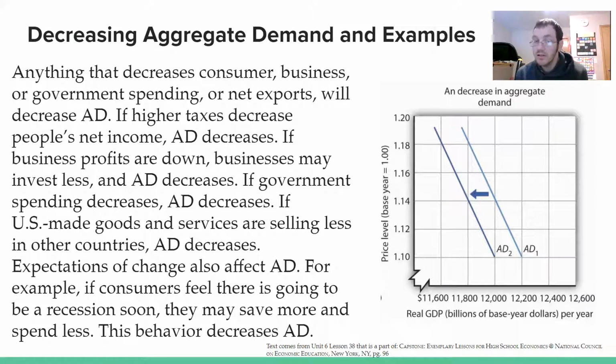You also will see this when there's different expectations. If people feel there's going to be a recession, for example, they might save more money, spend less, and because of this, they'll decrease aggregate demand. And so if any of these groups is spending less money, decrease aggregate demand.